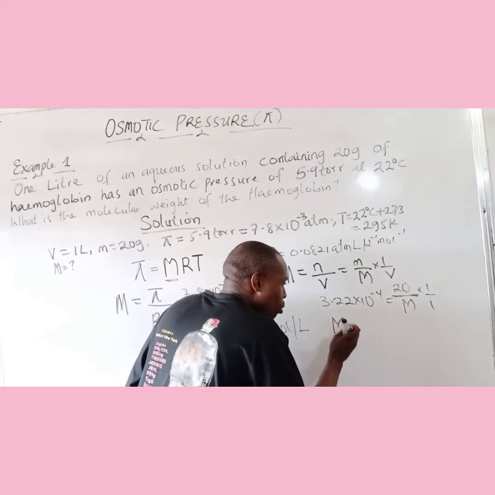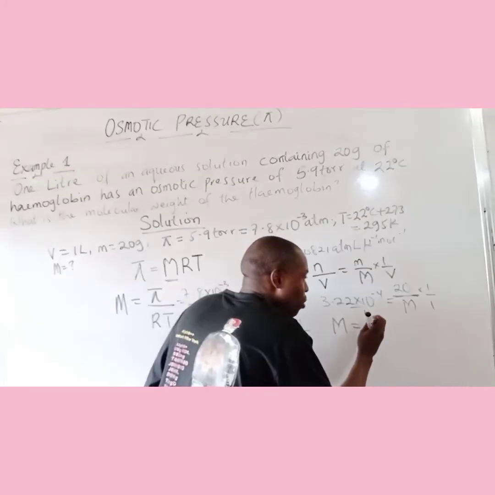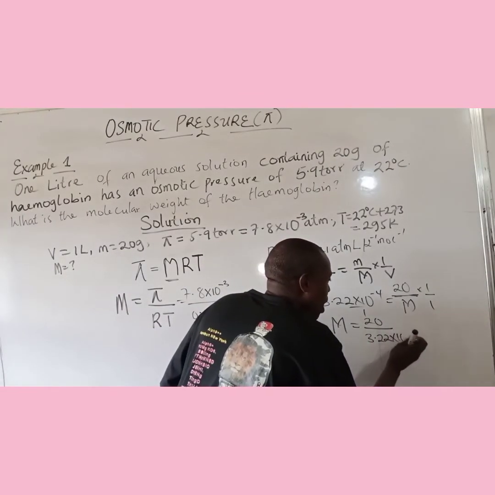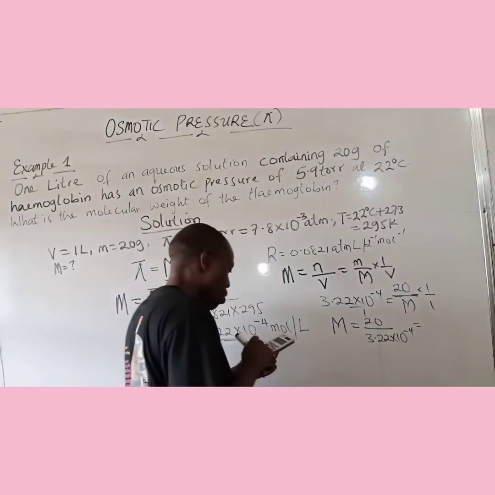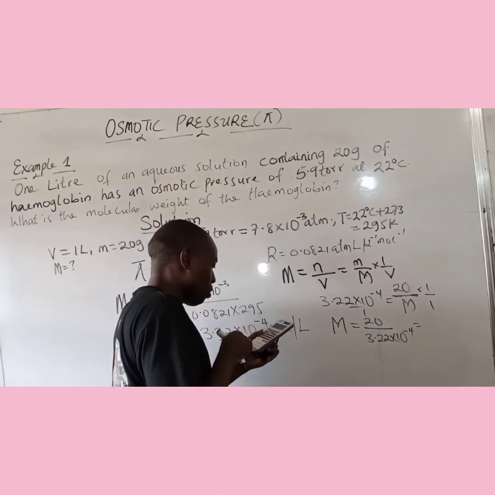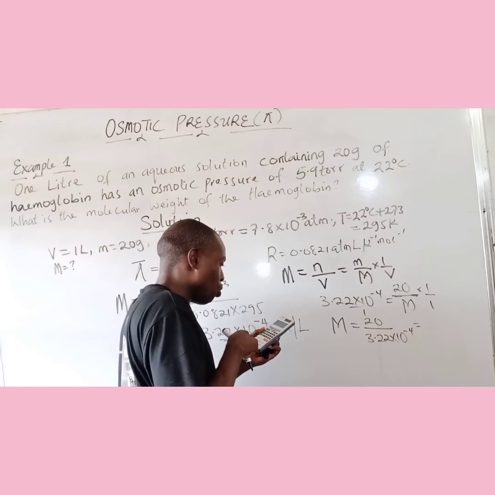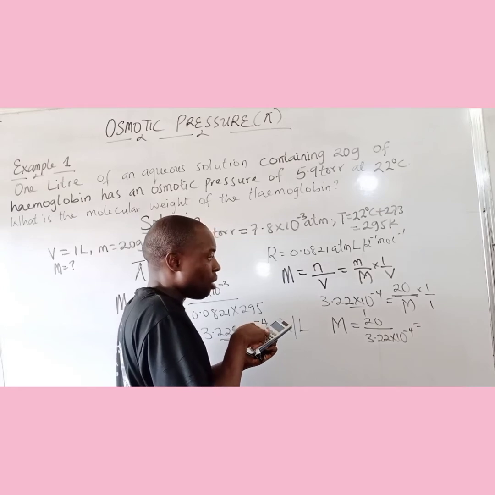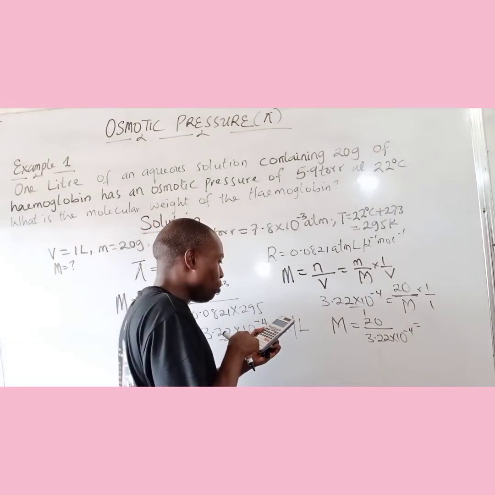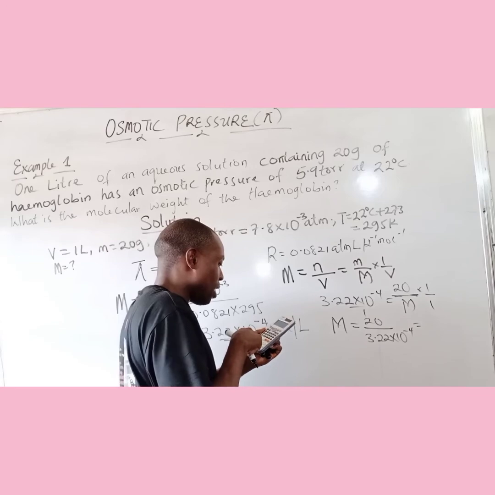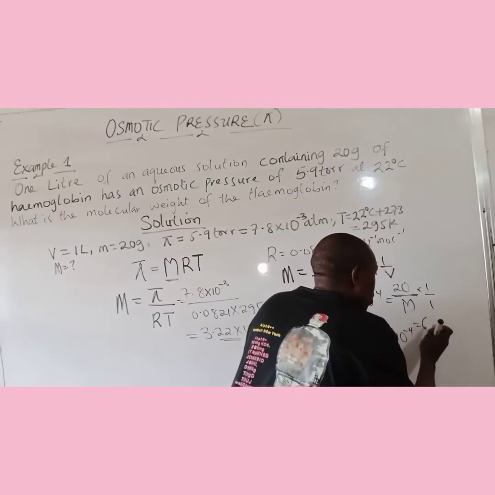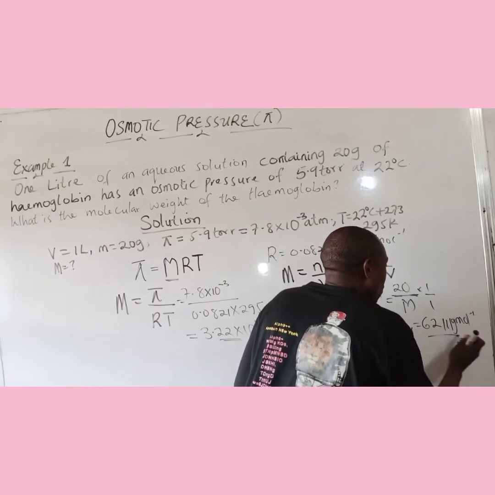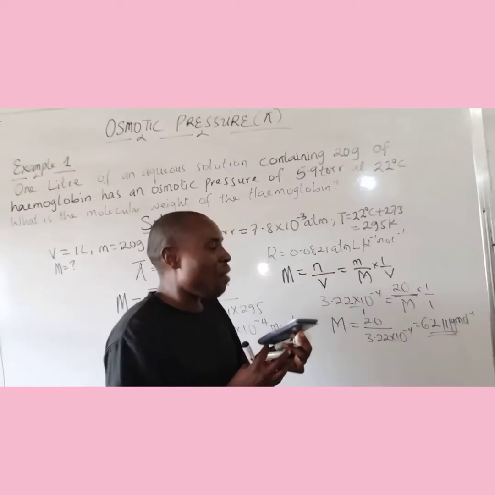I say molar mass is equal to 20 over 3.22 times 10 raised to minus 4. When you divide, you should be having your final answer to be 62111 gram per mole, and that is the final answer to the question.